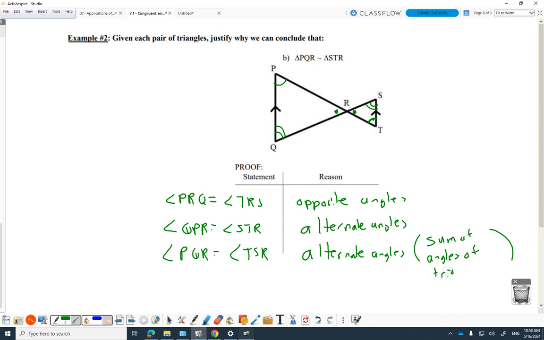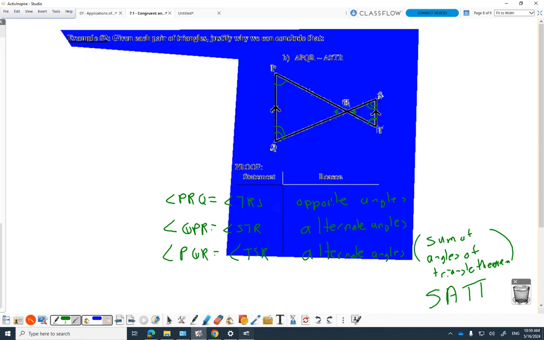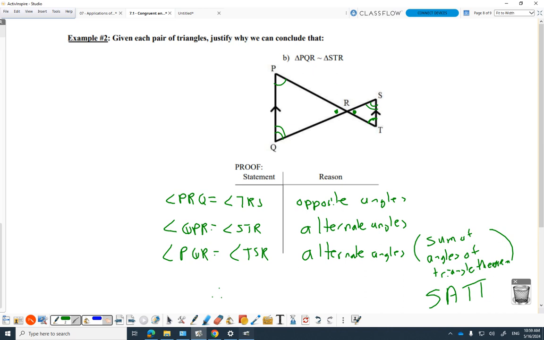Look at this crazy sentence. Sum of angles theorem. Have you seen this? SATT? That's the way geometry people write that. Sum of angles of triangle theorem. We get to know it so well we give it a short form. SATT. Okay, so it was true two ways. Oh, and then therefore, triangle PQR is similar to triangle STR.